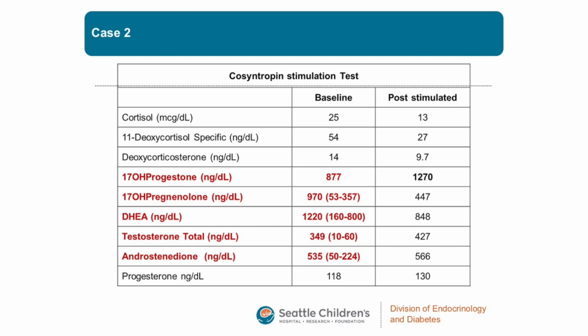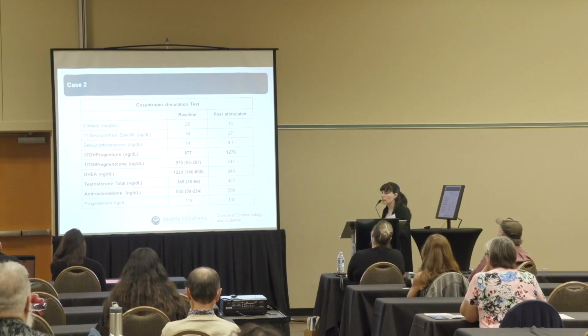And then when she came to us, we did a cosyntropin stimulation test, and you can see the 17-hydroxyprogesterone did not rise as much, but you can see that the DHEA is high, the testosterone is really high, the androstenedione is really high. This is very abnormal. You have to find where these androgens are coming from.